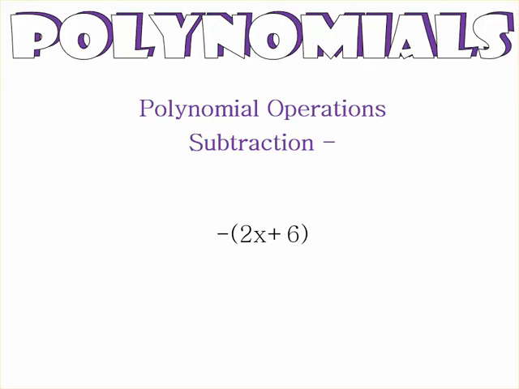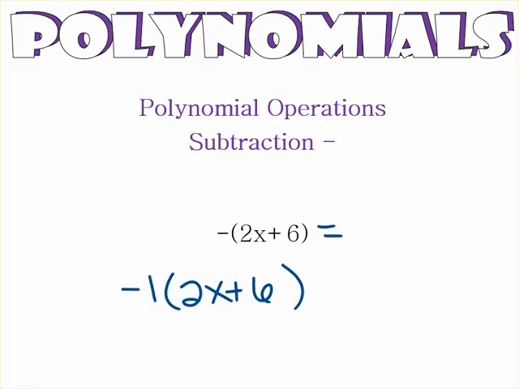So how would we rewrite negative parentheses 2x plus 6? This is the same as negative 1 times 2x plus 6. Now we can distribute so that negative 1 multiplies by everything inside. So that's negative 2x plus negative 6.